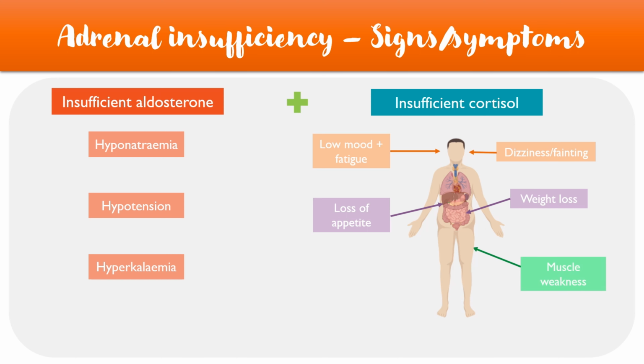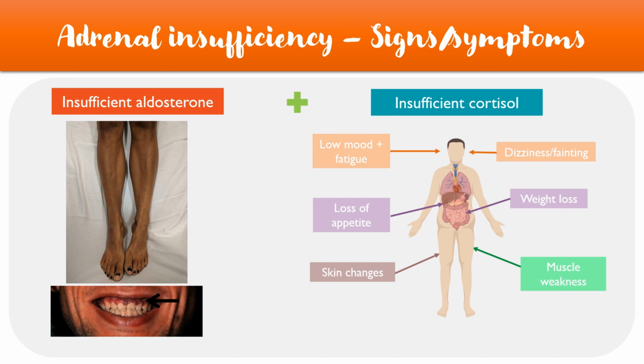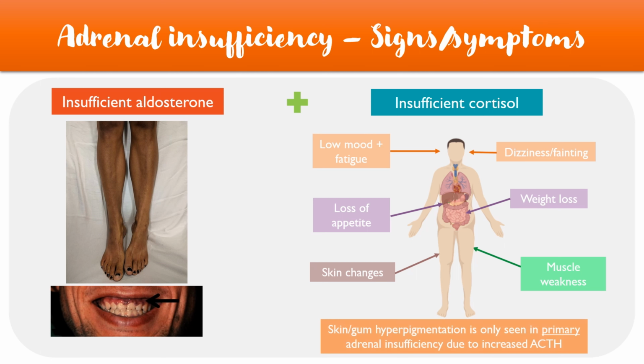Other changes include muscle weakness and skin changes, and more specifically, the skin changes involve hyperpigmentation, where regions of skin become darker and this can also affect the gum line as well. Note that if these skin changes occur, they're only seen in primary adrenal insufficiency, so when there's a problem with the adrenal glands themselves, and this occurs due to increased ACTH levels.